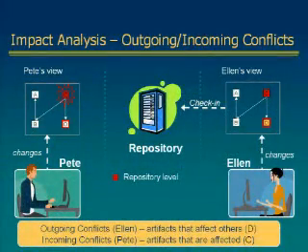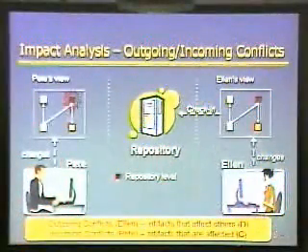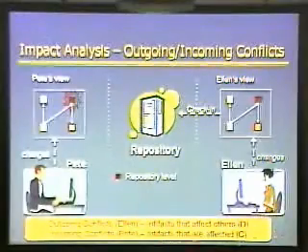So this is what I meant by outgoing and incoming conflicts. Both Ellen would be notified that her changes are breaking others' workspaces, and Pete would be notified that some ongoing changes that Ellen is doing are going to potentially break his workspace.